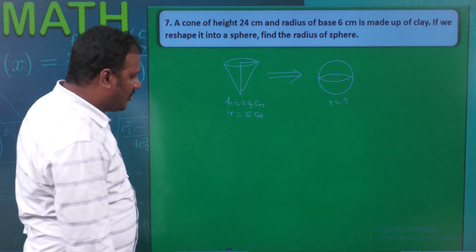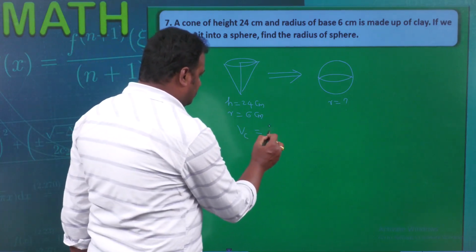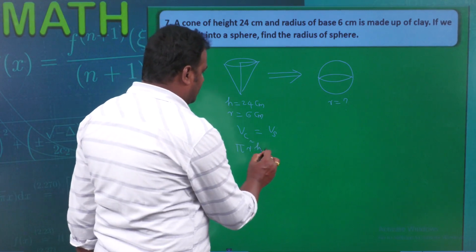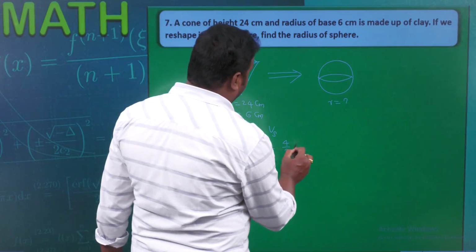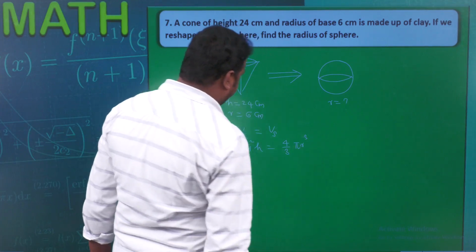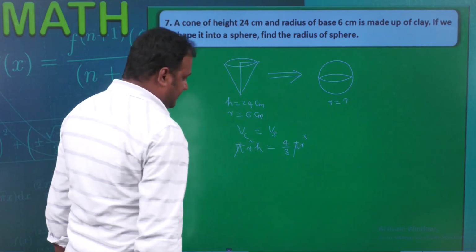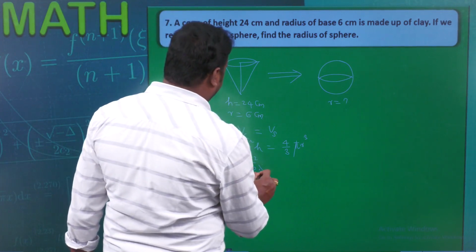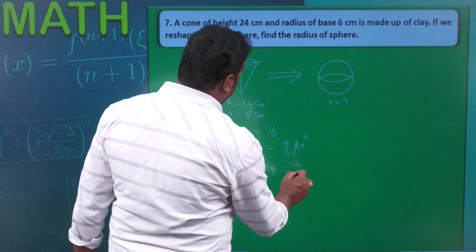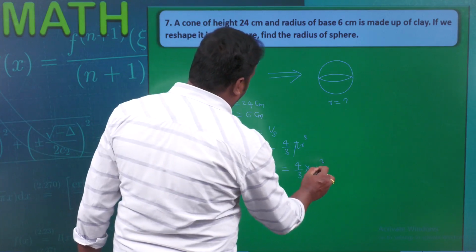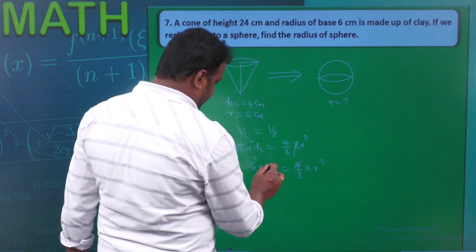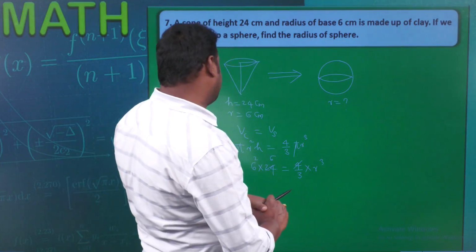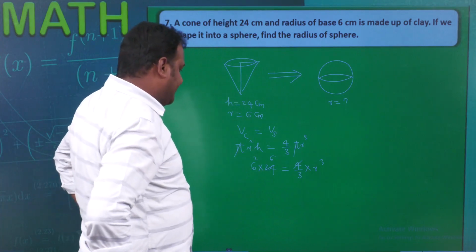So therefore volume of cone is equal to volume of sphere. Volume of cone is equal to pi r square h. Volume of sphere is equal to 4/3 pi r cube. Okay, so here pi and pi get cancelled, and here radius is equal to 6, so 6 square into height is equal to 24, equal to 4/3 into r cube. So 4 ones, 4 6s are 24. So here 6 square into 6 is equal to r cube divided by 3.